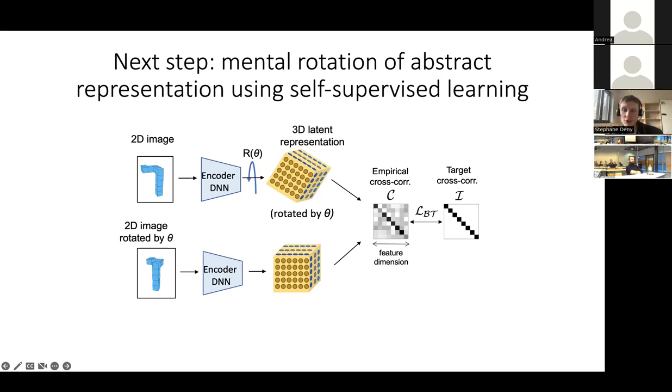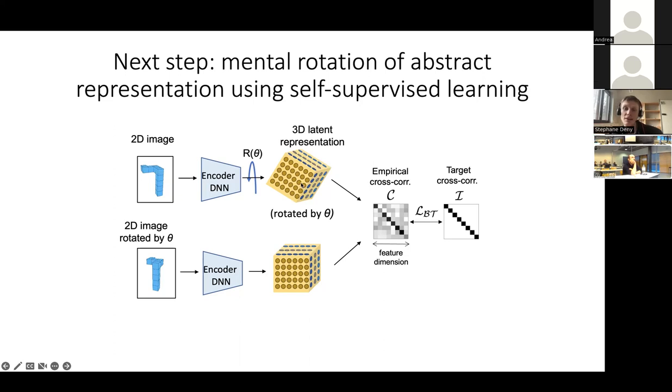So how can we do such a thing? Well, we can use the same mechanism as self-supervised learning, because self-supervised learning does precisely that. It matches representations of distorted input images. It's not exactly the same as self-supervised learning, because now we have the presence of this latent operator in the latent space. Self-supervised learning is just trying to learn some representation invariant to the distortions that are sent as an input. Here we're trying to learn a representation equivariant to the distortion.